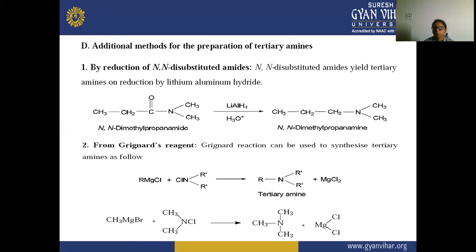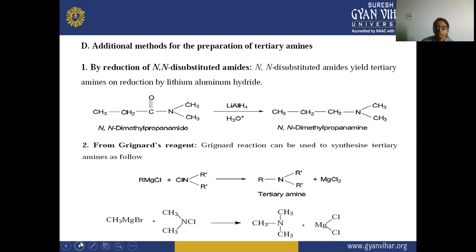So MgCl2 is formed here from this Grignard reagent, and the tertiary amine is formed from this Grignard reagent. So this is the preparation. For the preparation of tertiary amine, there are two methods so far: by the reduction of N,N-disubstituted amides, and from the Grignard reagent. From these two methods, the tertiary amines are prepared.